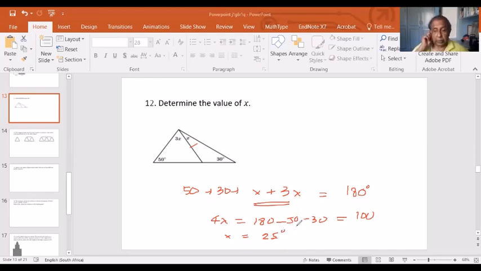So the value of x is 25. Then I have to put a degree there. x is 25 degrees. So you simply use the fact that the sum of the angles of a triangle is 180 degrees to come to that conclusion.